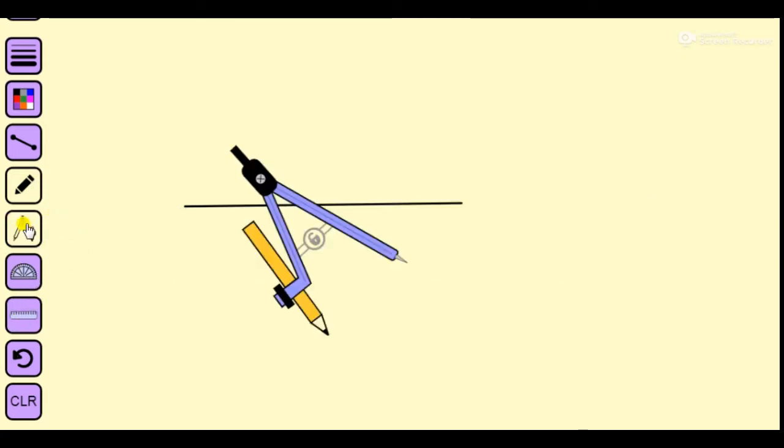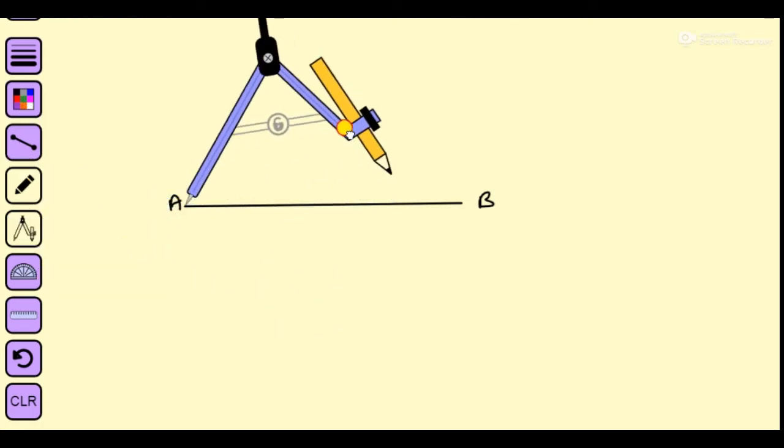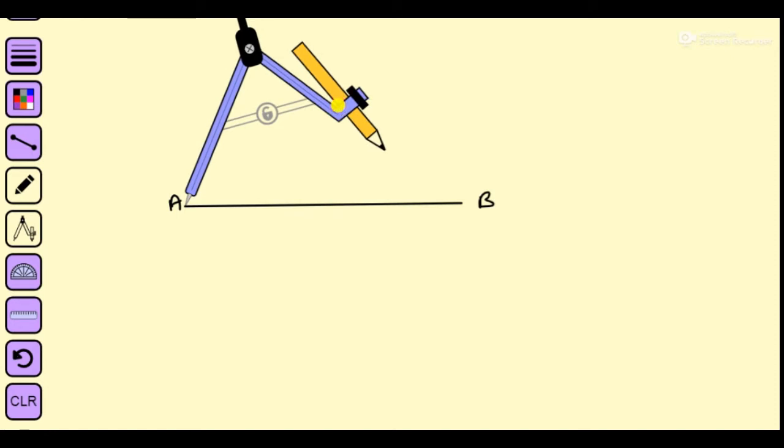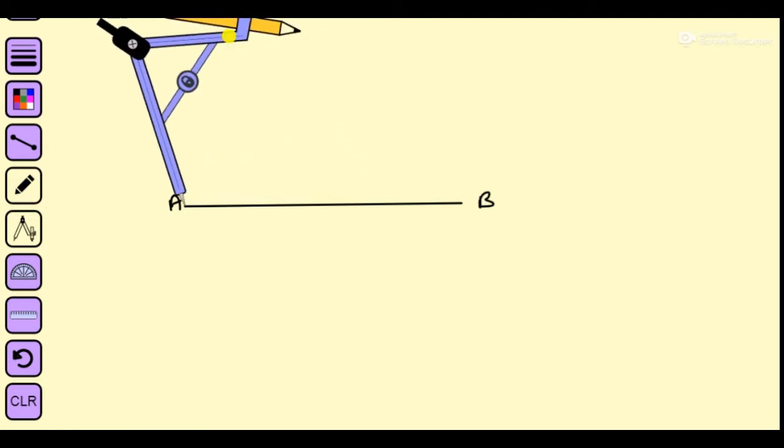Now remove the scale and take the compass. First you give the names. It is A and it is your B. Now put the compass on A, take more than half the distance, and make an arc on the upper part. So how can we make this part?